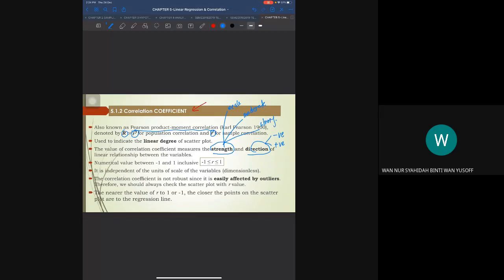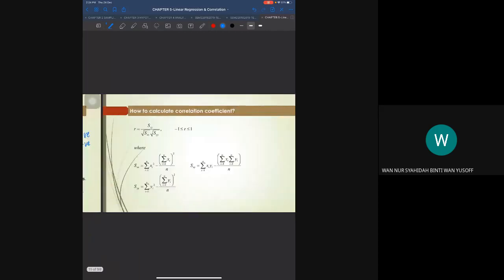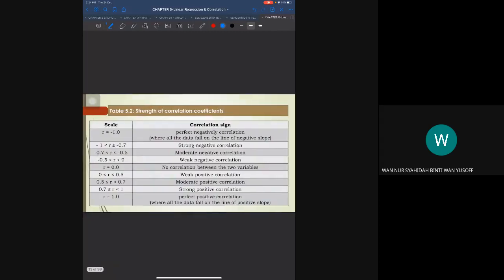So how do we decide that? We have a table that we follow. R is between -1 and 1 only; it cannot be greater than 1 and cannot be less than -1. So how do we know weak, moderate, or strong? It is based on this table. This one you have to memorize. Regardless of the sign, whether negative or positive, the strength is similar.